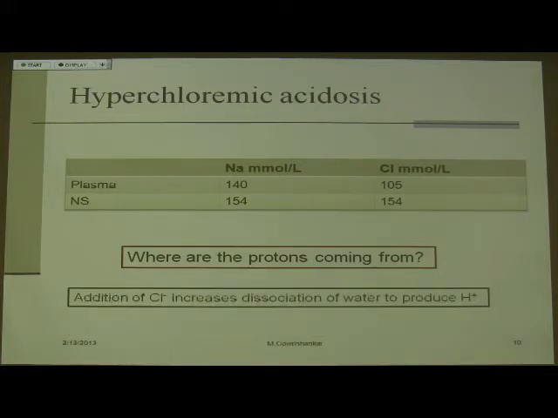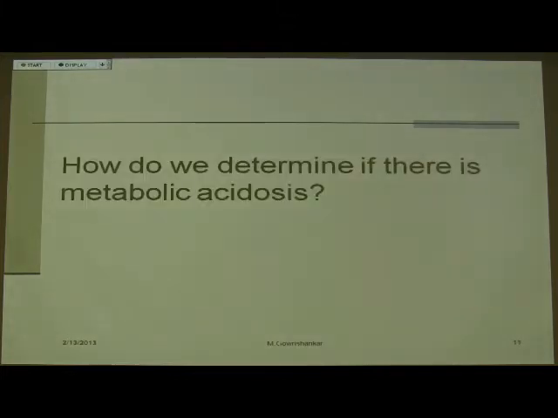Question is, where are the protons coming from if you had hyperchloremic acidosis? Notice that I haven't said metabolic acidosis. So the addition of chloride is felt to cause the water component of blood to dissociate to produce the hydrogen ion. Because now you have increased the amount of chloride in the blood, and therefore that has to be counteracted by a cation, and the cation is going to come from water dissociation, and you get hydrogen ion. So this is the theory behind hyperchloremic acidosis that is associated with normal saline infusion. And I'll come back to that in a minute.